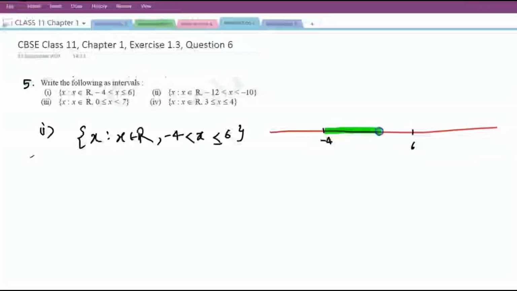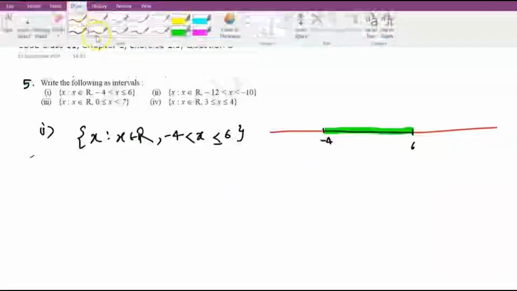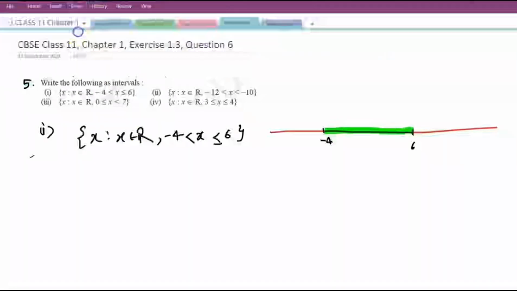Then all the elements between these two numbers, and since there is a less than or equal to sign on 6, we would also include 6. So if we want to write this in interval form, this would be (-4, 6], and since the equal sign is on 6, we would close this end. So this is a semi-open interval (-4, 6], which is closed on 6. Let's see the next option.